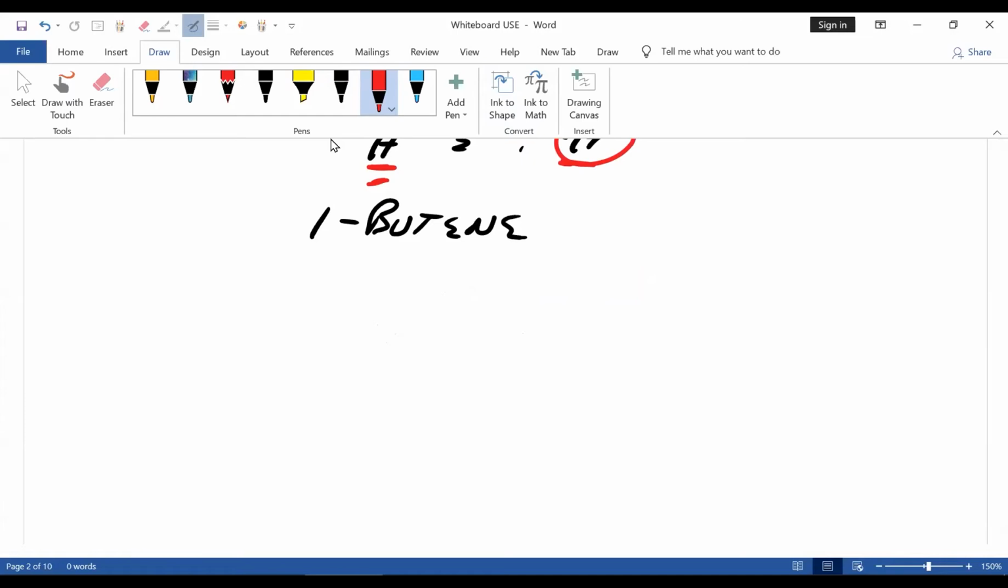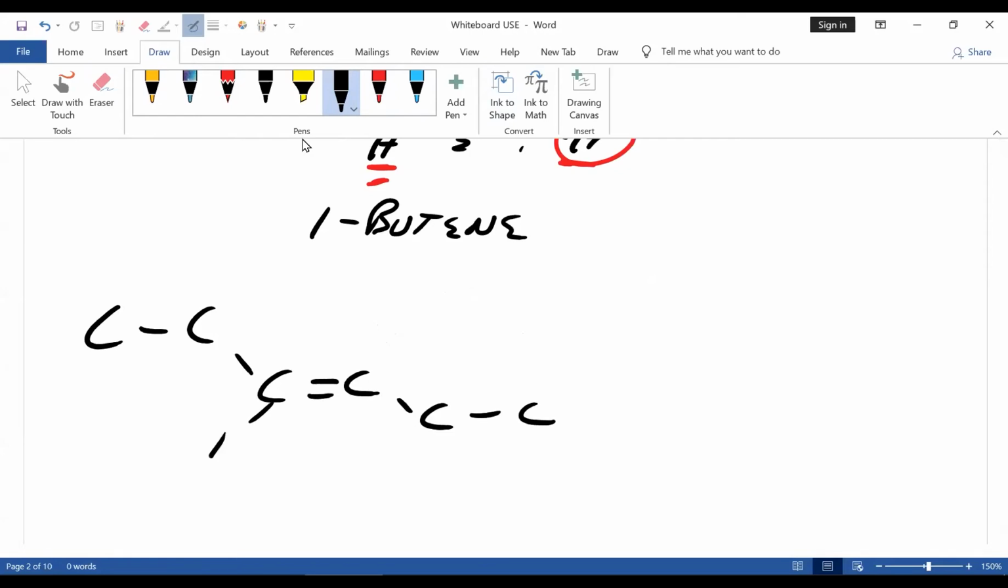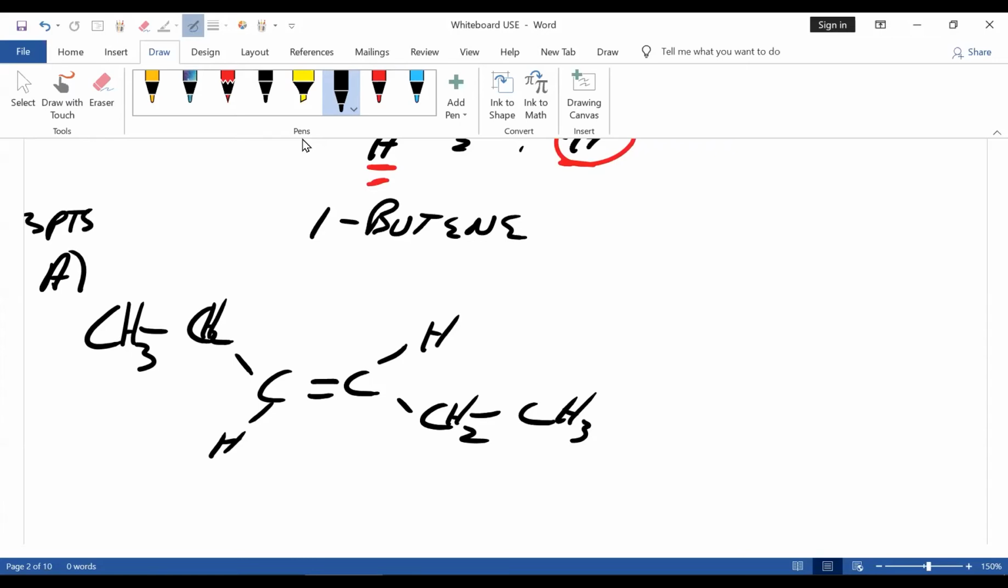Well, let's do cis and trans first. And the question is 3 points each. What's the IUPAC name for this molecule? And how do we do that? I'll do one more. How many carbons in the longest chain? 1, 2, 3, 4, 5, 6.